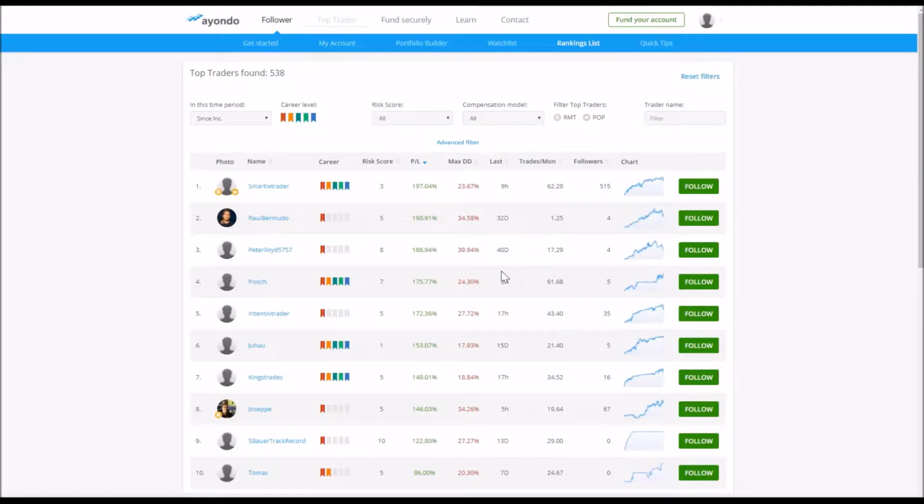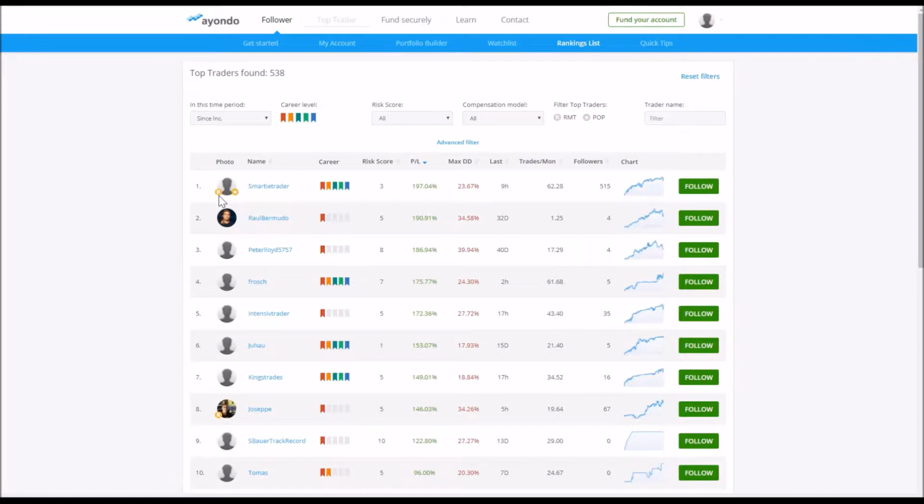Now, you'll see there are a couple of icons next to them. So the little star asterisk there means they're a popular trader for others to follow. But the really important one for me is this, R. So R means they trade with real money, because what you can do with Aondo is make your track record available while you're trading on a demo account.